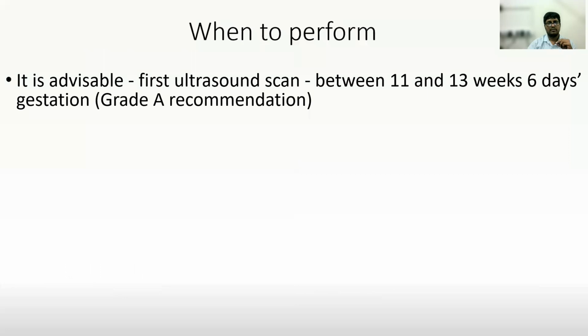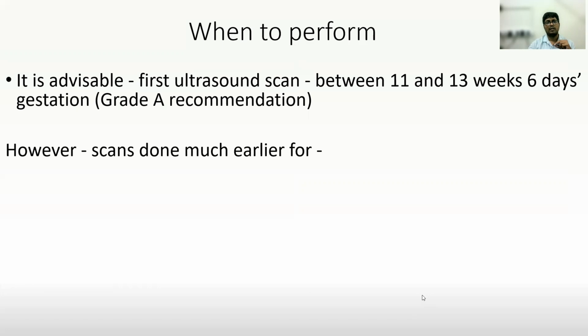When to perform the first trimester scan? Ideally speaking, it is advisable for the first trimester scan to be done between the 11th and 13 weeks, 6 days gestation. And this is a grade A recommendation by the International Society of Ultrasound in Obstetrics and Gynecology, ISUOG. That is because during this time, organogenesis is complete, and we can rule out major anomalies that can be seen during this time. A scan during the 6th week or the 7th week, we can assess the viability, but we cannot assess whether there is any malformation or not. So that makes unwanted ultrasounds and unwanted spending for the patient.